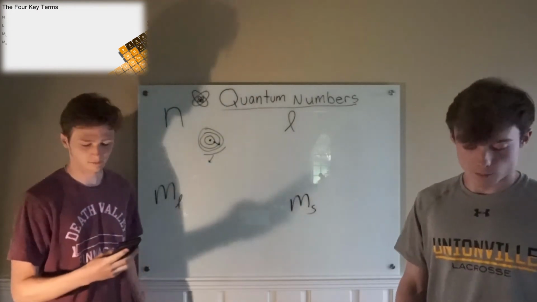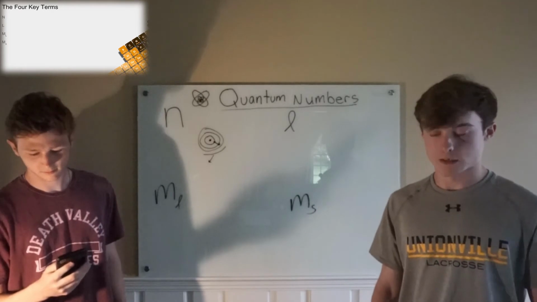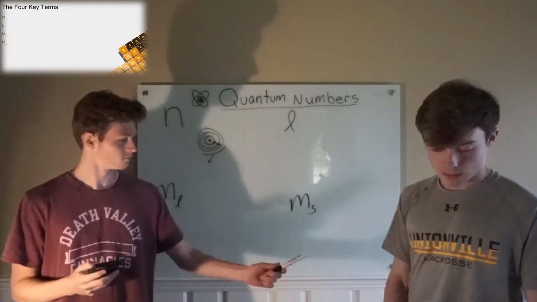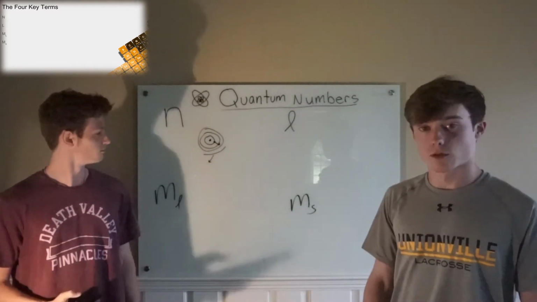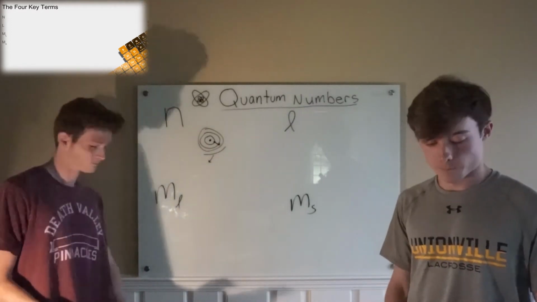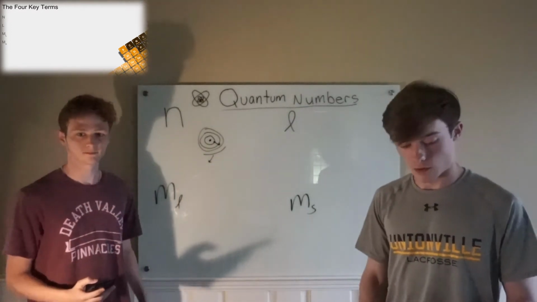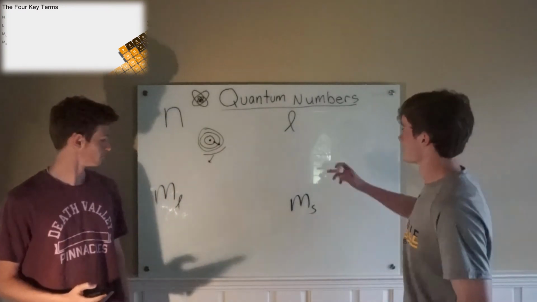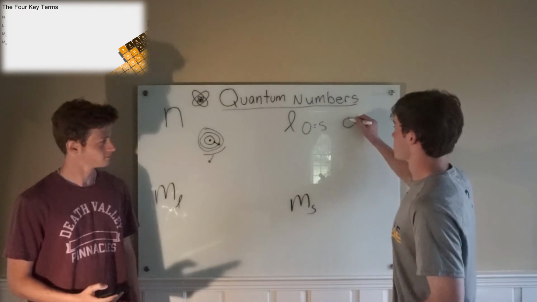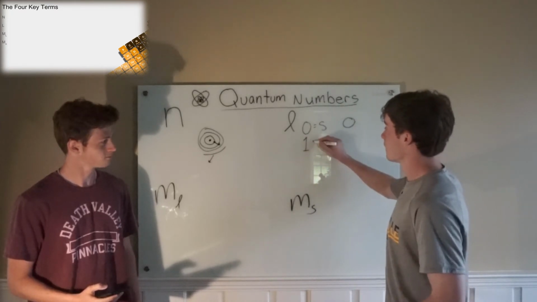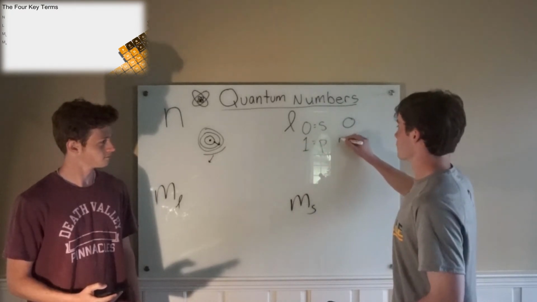Then we have the second number, which is the azimuthal quantum number, signified by lowercase l. And this number is how they determine the orbital angular momentum and shape of the orbital. The numbers represented are 0, which signifies s, and it's just one circle. Then you have 1, which is p, and it goes like this.